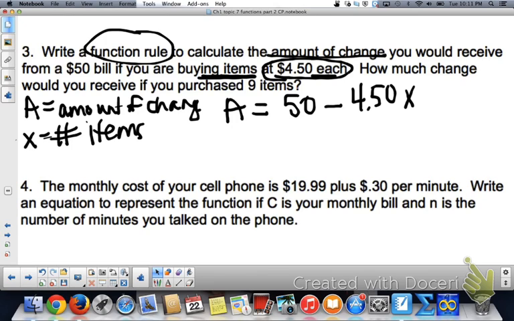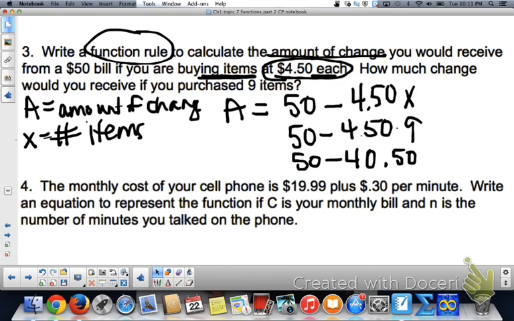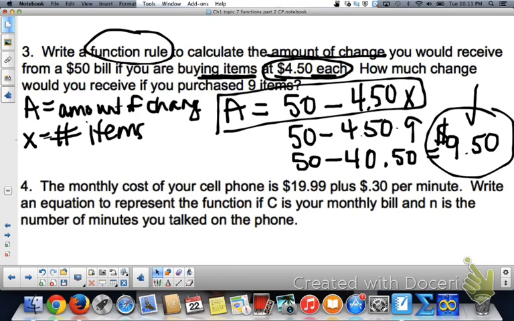Now, if you have 9 items, how much change would you receive if you purchased 9 items? So what I'm going to do is 50 minus $4.50 times 9. $4.50 times 9 is $40.50. So we have 50 minus $40.50. I would receive $9.50 in change. Okay, so 2 things here. Here's my function rule, and then that's the amount of change I receive if I purchase 9 items.